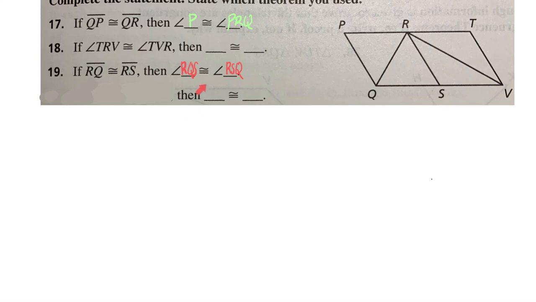So the answer to your question is that in number 19, you may not use just a single letter. You have to use 3 letters. So let's talk briefly about why it was okay to use 1 letter here in number 17, but not in number 19. So if segments QP and QR are congruent, then by the base angle theorem, in this isosceles triangle, the base angles will have to be congruent.